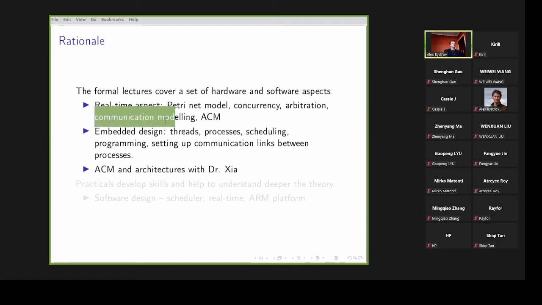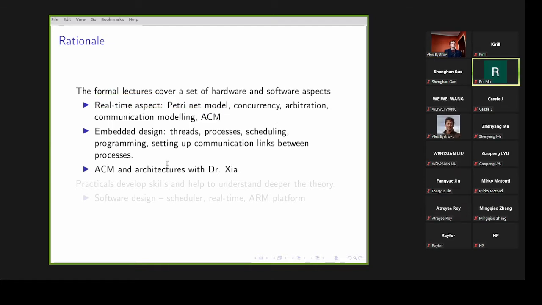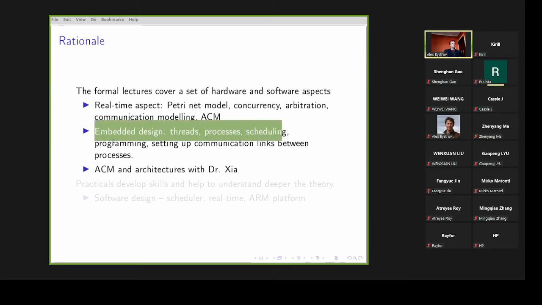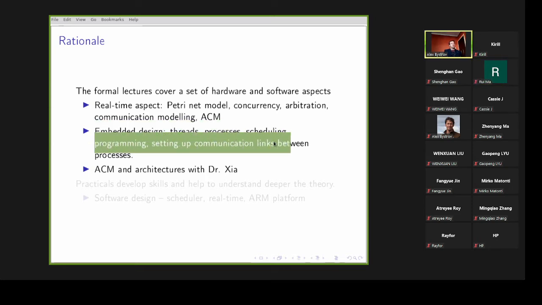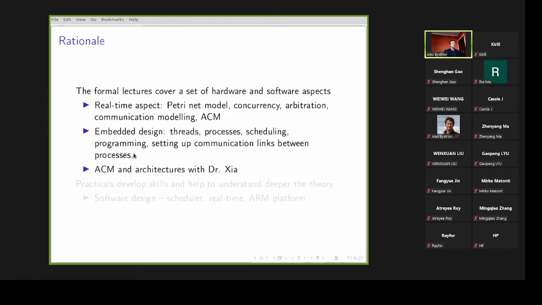There will be communication modeling, asynchronous communication mechanisms, and there will be embedded design, threads, processes, scheduling, programming, setting up communication links between processes. So if you execute several programs at the same time, it makes sense to somehow make them work together. ACMs and architectures will be studied with Dr. Shah, and the reason is that actually it was his PhD dissertation ages ago about asynchronous communication mechanisms.